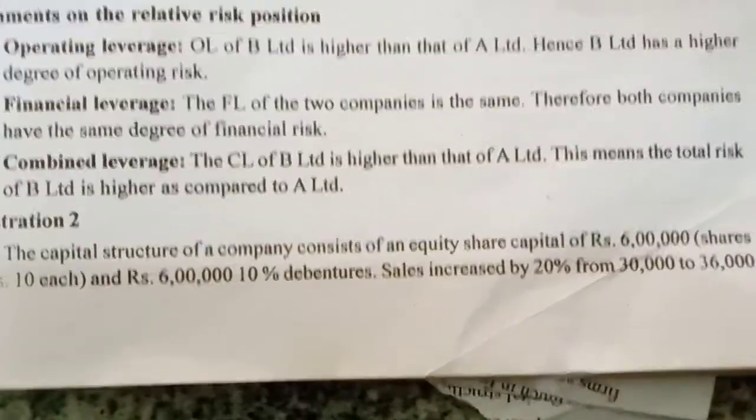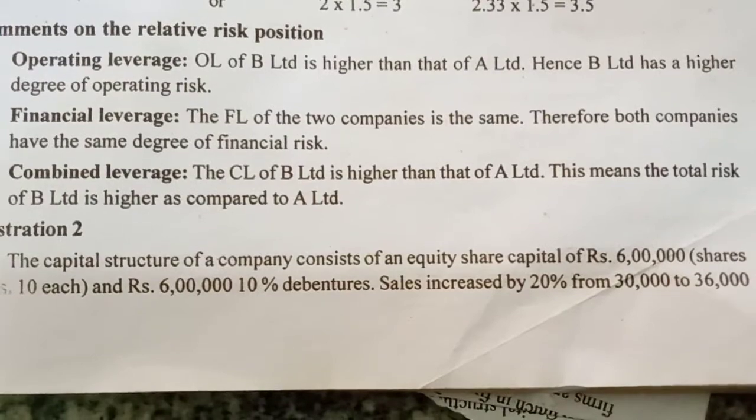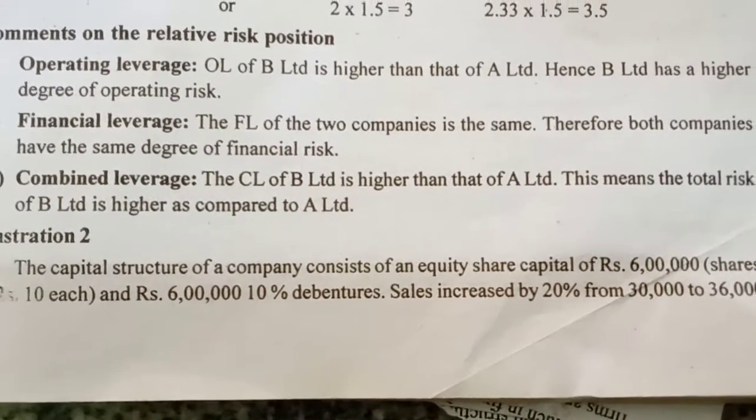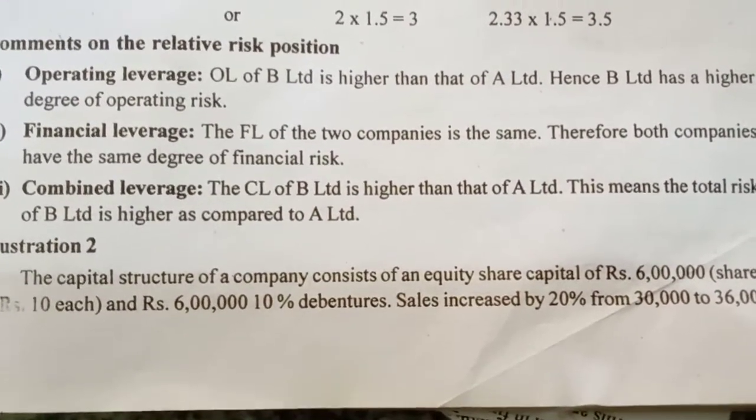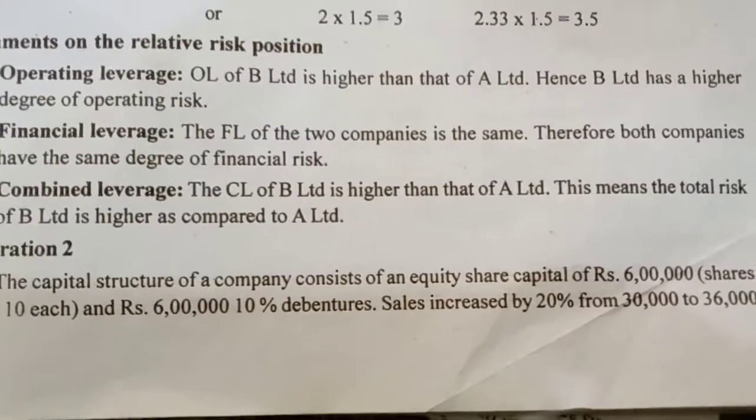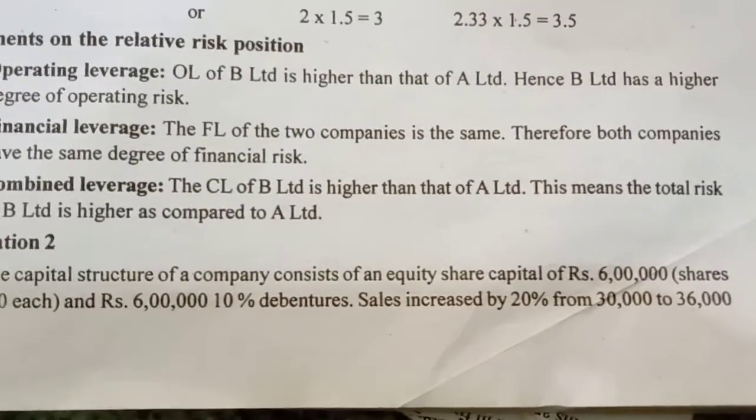Okay, the capital structure of a company consists of an equity capital of 6 lakh. Okay, shares of rupees 10 each. 6 lakh debentures carrying 10% interest. Sales increased by 20% from 30,000 to 36,000 units.